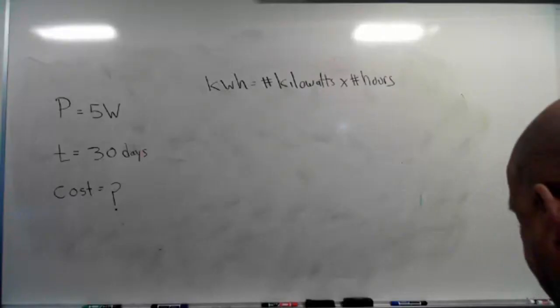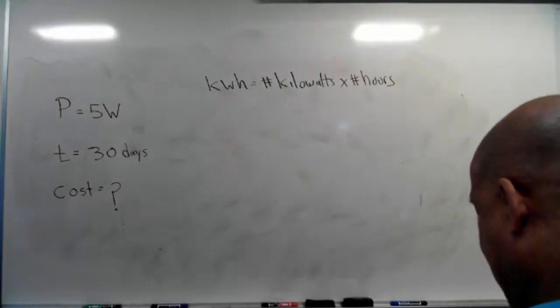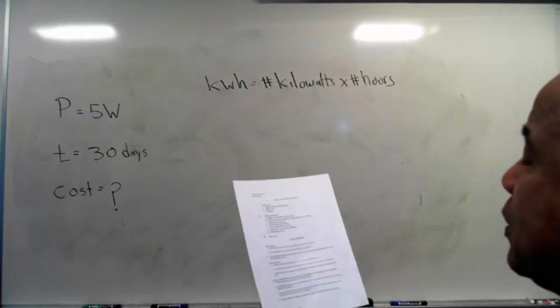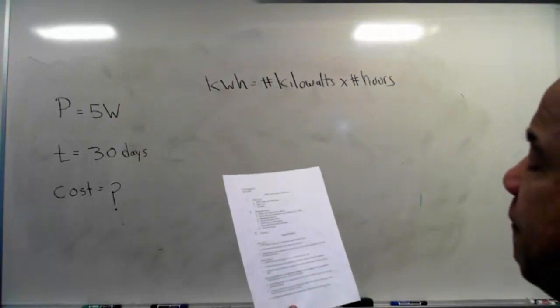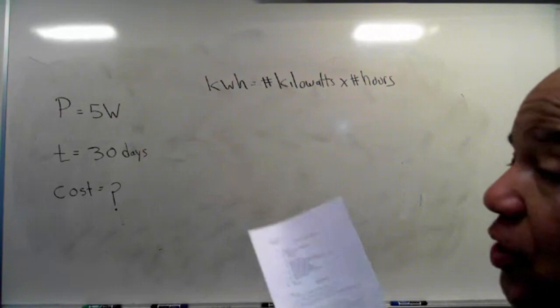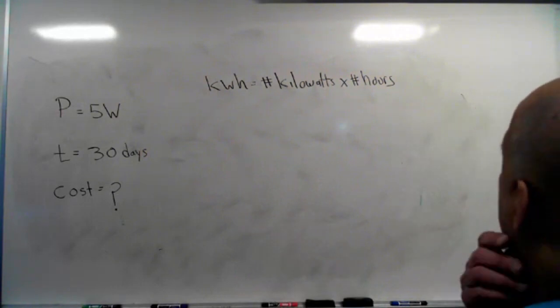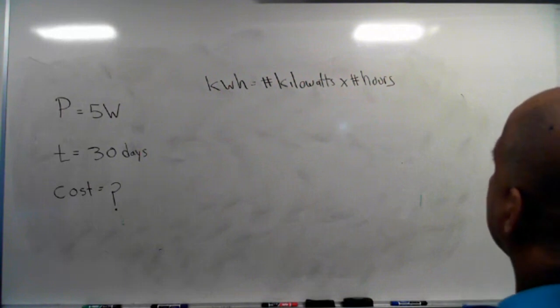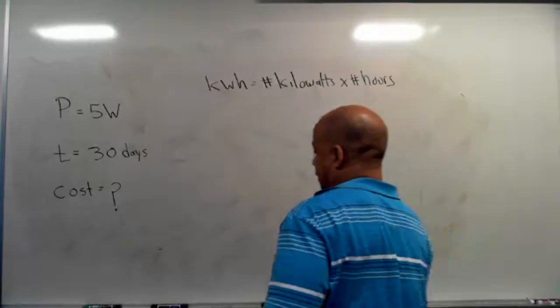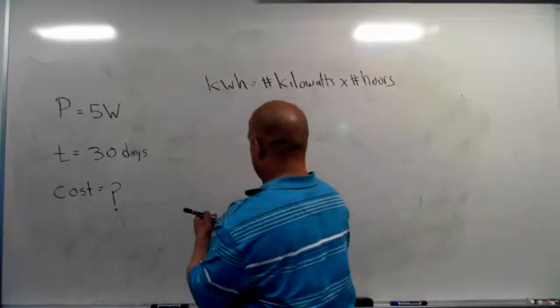All right, so it says, how much will it cost a 5-watt clock if you use it for 30 days? Now remember, the cost of energy is going to be 10 cents per kilowatt hour. Does anybody have a number for me? 36 cents, somebody said, all right? Anybody have something different?